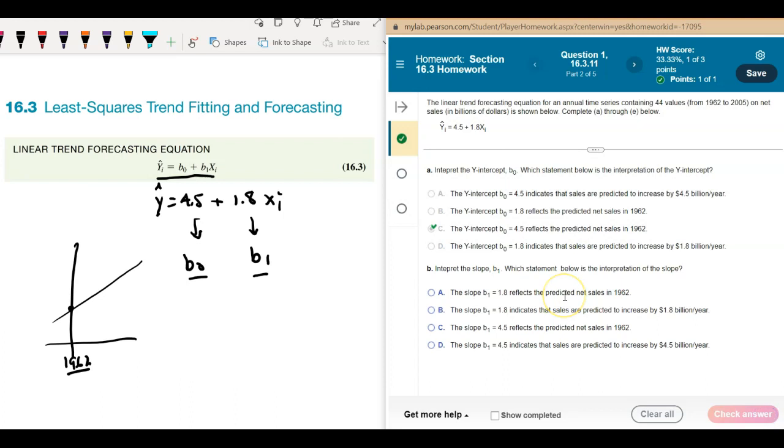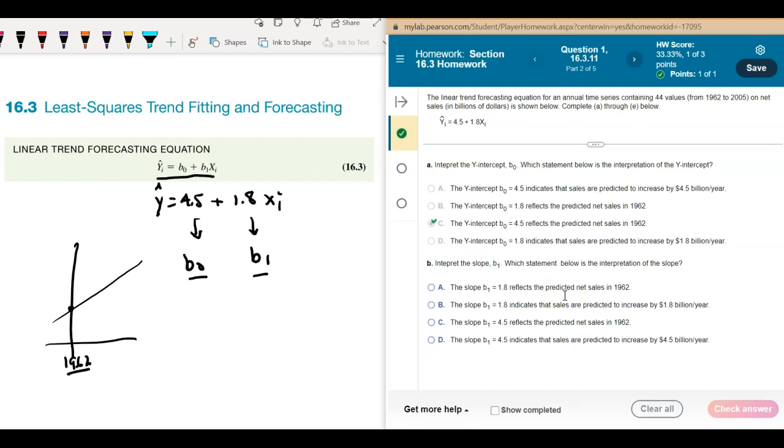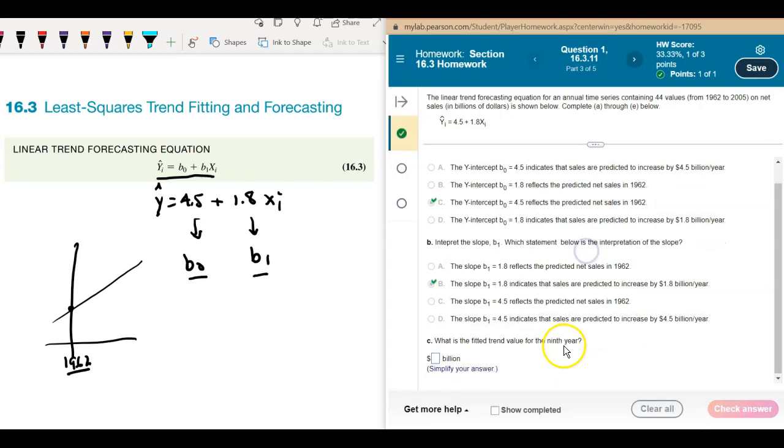Now they are asking about b1. What is going to be b1? b1 is the slope, and that's how much you're going to increase every year. Because we have the data per year, it's either B or A. So it is B, the slope b1 of 1.8, which indicates that the sales are predicted to increase 1.8 billion per year, and that's the slope. All right, and we got it.